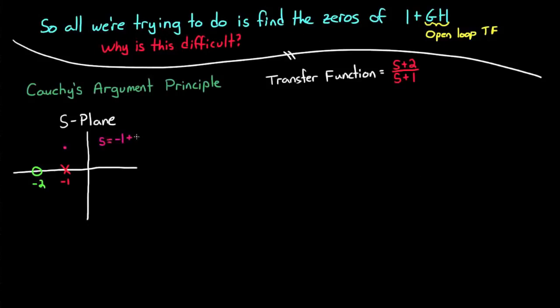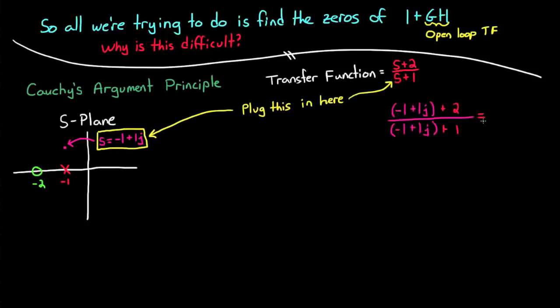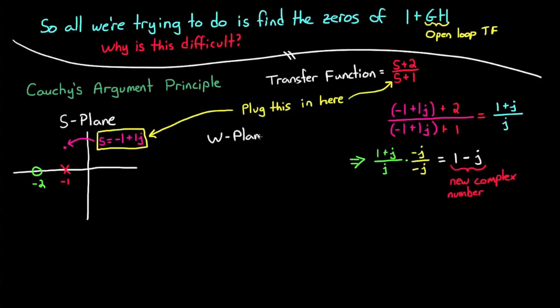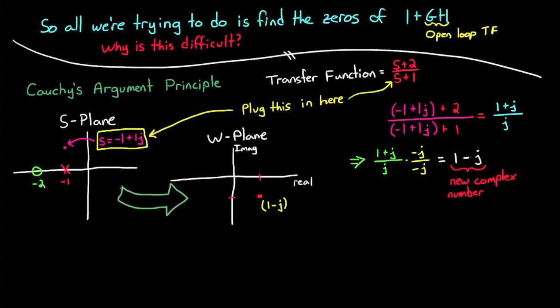Now if we take just a single point in the s-plane, let's say s = -1 + j, and plug it into our transfer function, (s + 2)/(s + 1), you'll get a new complex number out, 1 - j. And let me plot this new complex number on a new plane that I'm just going to give an arbitrary letter w, the w-plane. This process of plugging in one complex number in the s-plane and getting a new complex number in the w-plane is called mapping. So the transfer function maps a point from the s-plane to a different point in the w-plane.